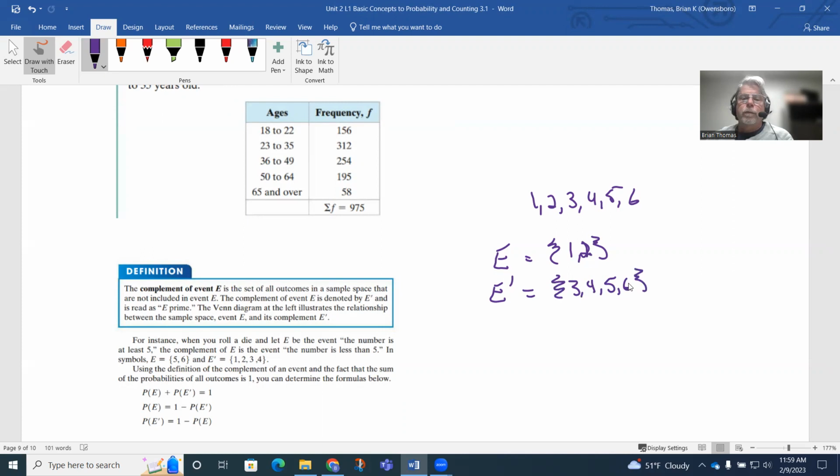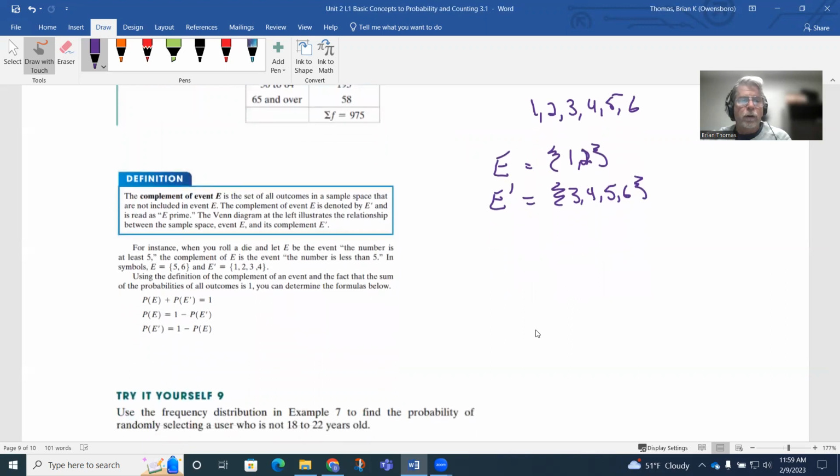So when we talk about the complement of an event, we're talking about the big sample space, but then the event is a subset of that sample space, and the complement is what's not in the event, but is in the actual sample space, the big experiment sample space. So we have that kind of notation here.